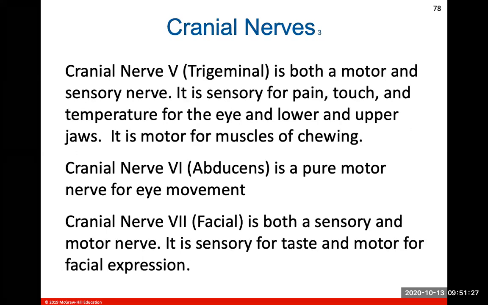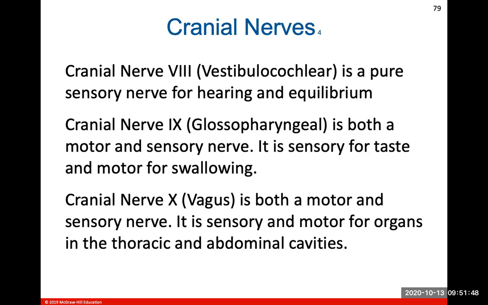Number 5, the trigeminal, is motor and sensory. It senses pain, touch, and temperature for the eye and lower and upper jaws, and it controls motor muscles for chewing. Cranial nerve 6, your abducens, is a pure motor nerve for eye movement. The facial, number 7, is both sensory and motor. It senses taste and is motor for facial expression. 8 is a pure sensory nerve for hearing and equilibrium. 9 is both motor and sensory for taste and swallowing.